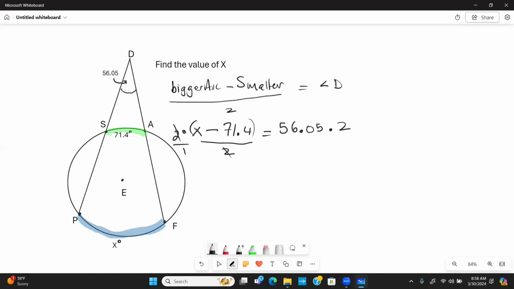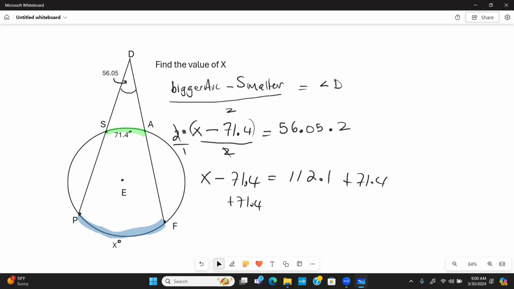So we have our 2 cancel there. We have x minus 71.4 is equal to, times 2, 112.1. And then we're going to be adding 71.4. So x is equal to 183.5. So that is the value of this arc right here.